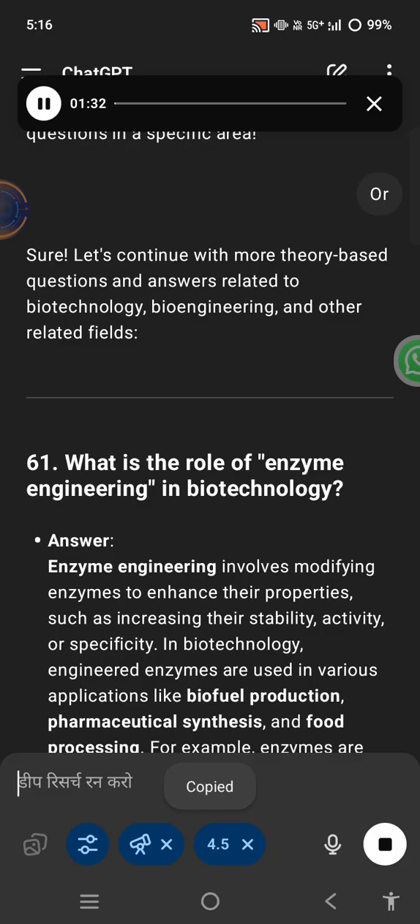33. Explain the process of gene therapy in the context of biotechnology. Answer. Gene therapy is a technique used to treat or prevent diseases by introducing, removing, or altering genetic material within a person's cells. The goal is to correct faulty genes responsible for disease development.